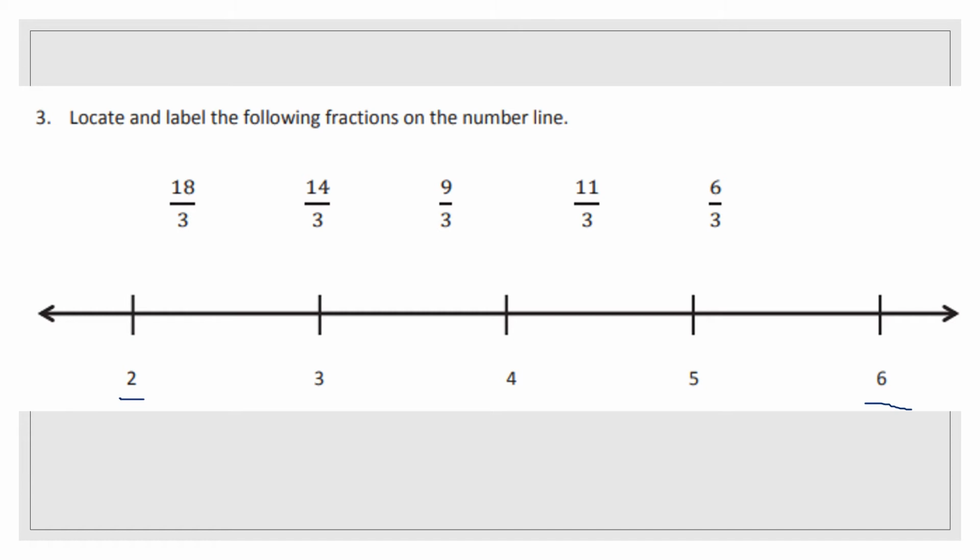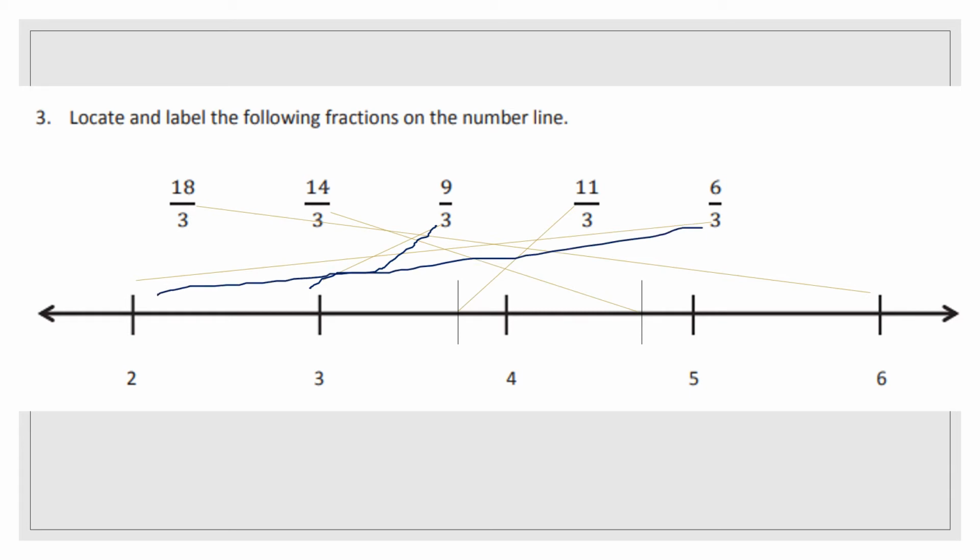All right, and we will go over the answers again. You can see 9/3 goes to the 3, 6/3 goes to the 2, 11/3, because right after 9/3, 4 times 3 is 12, that would be right here. 14/3, because then 3 times 5 is 15, and then finally 18/3 is over here. 6 times 3 is 18. Good job. Let's go on to the next problem.